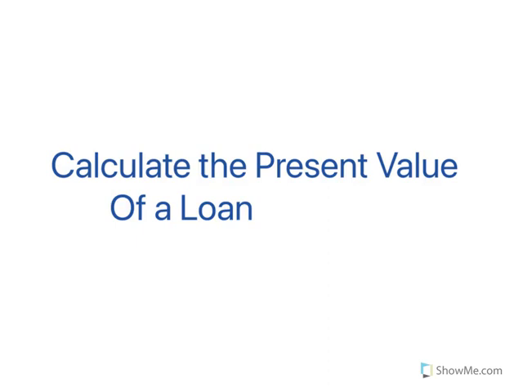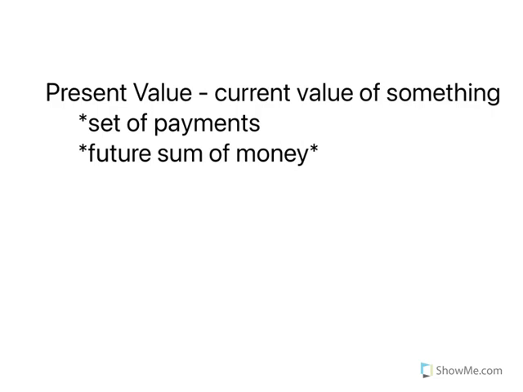Let's calculate the present value of a loan. Sounds exciting. Now, when we talk about present value, we're talking about the current value of something, like right now, the present. So if we have a set of payments, we can figure out, based off these payments and the parameters around the loan, what is the total value of the loan. Or, right, so these are two ways to do this.